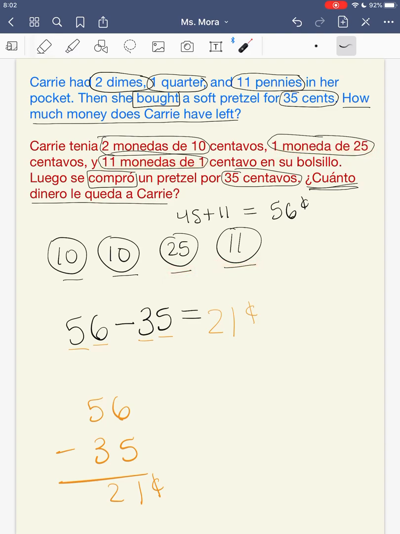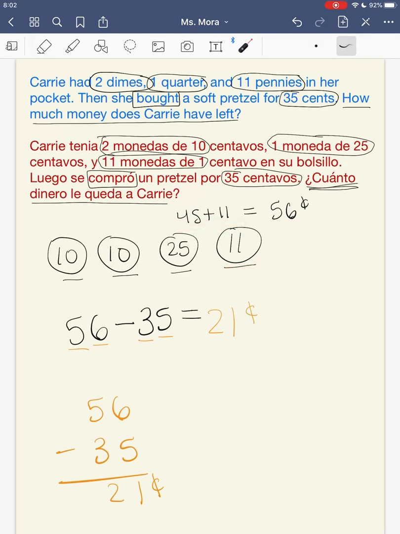Recuerda que puedes hacer solamente un círculo y escribir el valor adentro. Entonces encontramos primero el total. Tengo 10, 20 más 25. Eran 45 más 11. Mi respuesta fue 56.